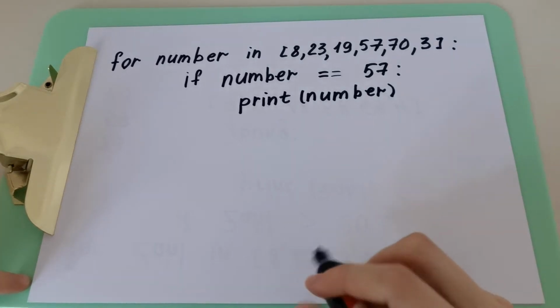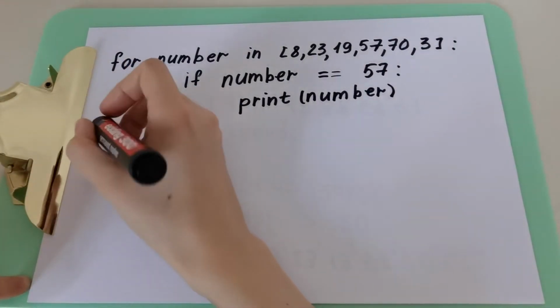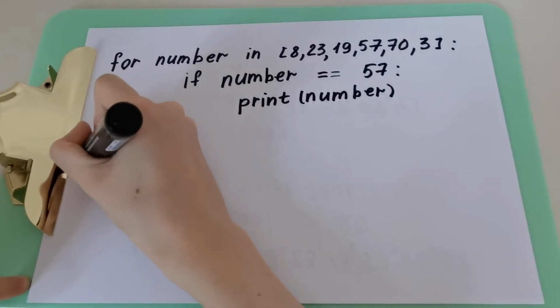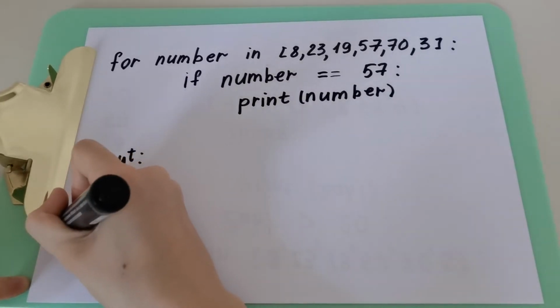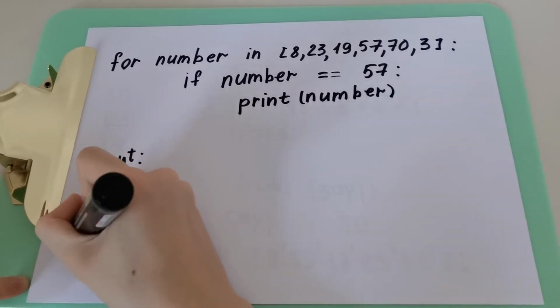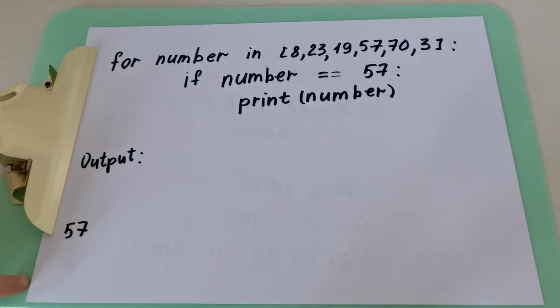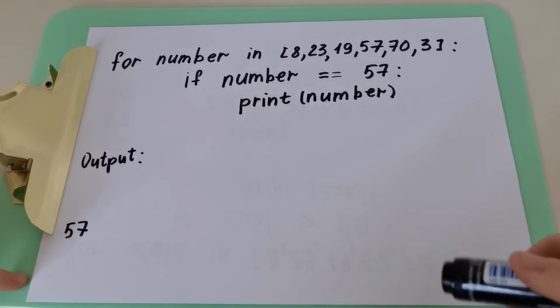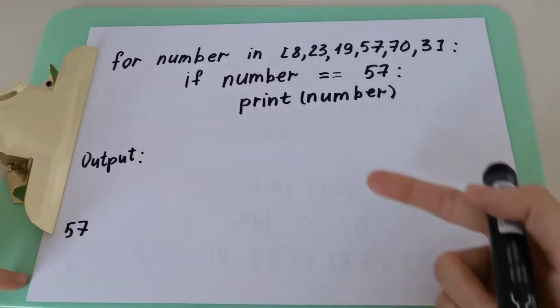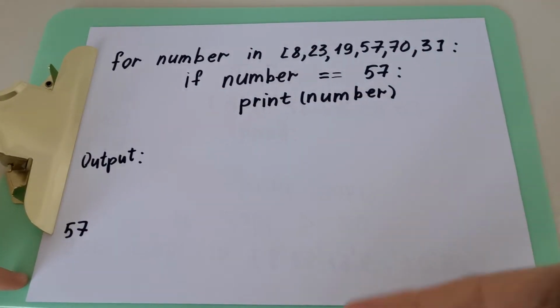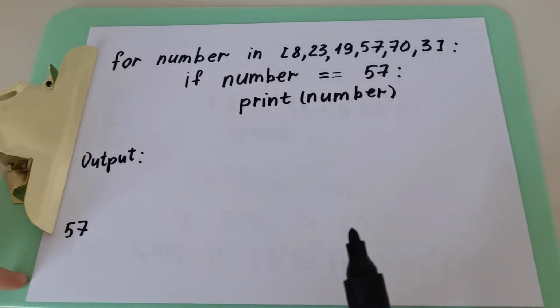And so, let's write our output here: 57. Imagine that you have to investigate between which numbers this element, number 57, is. What can we do in this case? Here we know that it exists in the list, but we would like to know which number is before and which number is after. How can we do that?